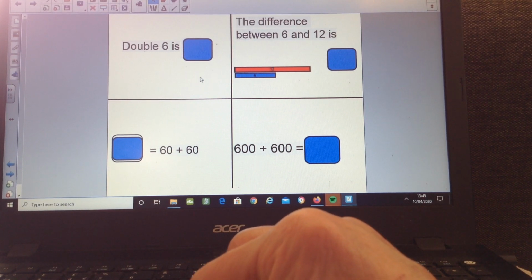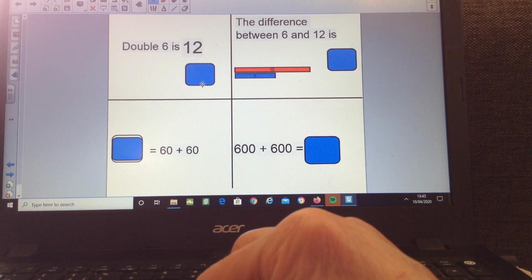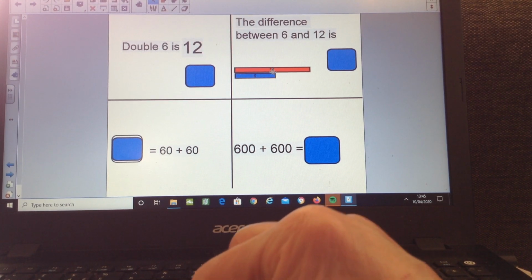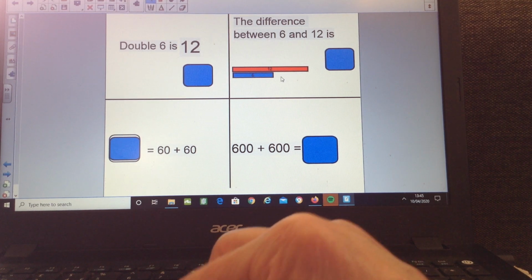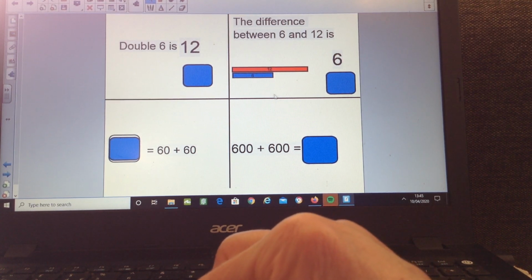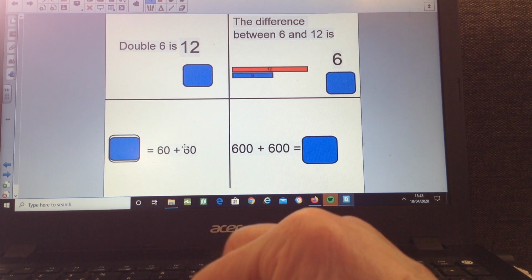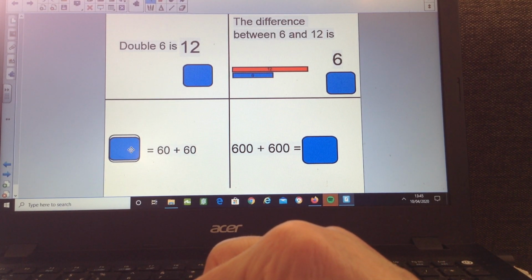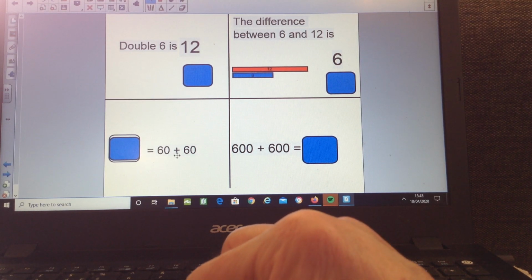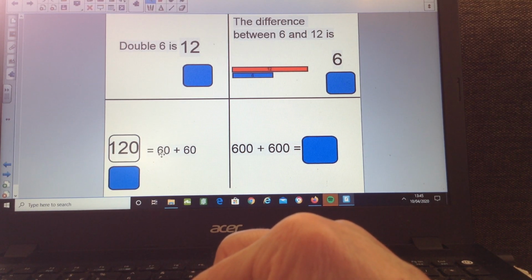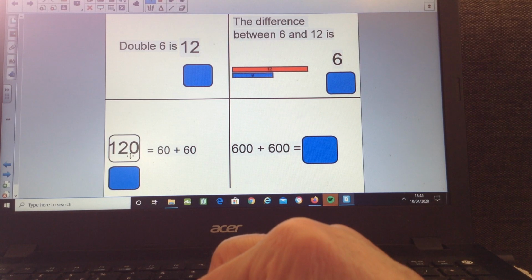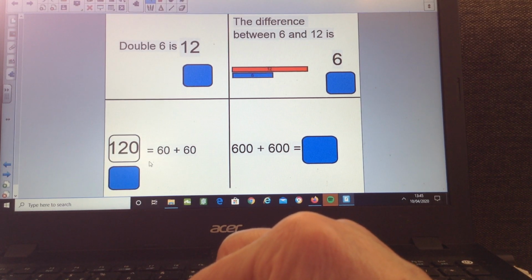Ready? Okay, the easy one. Double 6 equals 12. The difference, now that means how many more do I need to fill in that gap to make 12? 6 add... Of course, it has to be 6, doesn't it? 6 add 6 equals 12. Something equals 60 add 60. Well, 60 add 60 equals 120, doesn't it? 6 tens add 6 tens equals 12 tens. We've just written it the other way round. 120 is the same as 60 add 60.